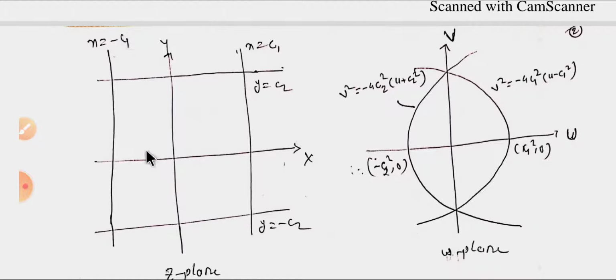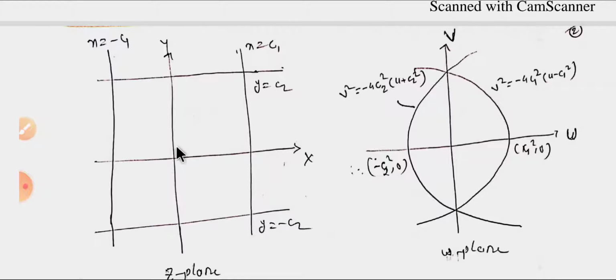That is, suppose this is the x-axis and this is the y-axis in the z plane. Whenever x equal to c1, this is the straight line parallel to the y-axis, then the equation of the straight line is x equal to c1. Again this is x equal to minus c1, the same. So we get in the w plane the parabolic form, that is v square equal to minus 4 c1 square into bracket u minus c1 square. This is the parabola we get. The vertex is c1 square comma 0.